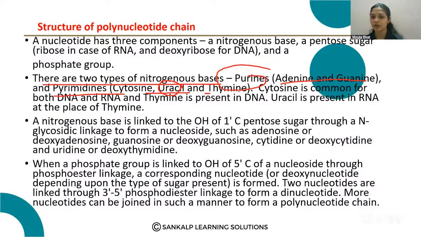Instead of thymine, cytosine and thymine are present in DNA, and uracil is present in the RNA. So those are the purines and the pyrimidines, the nitrogen bases.